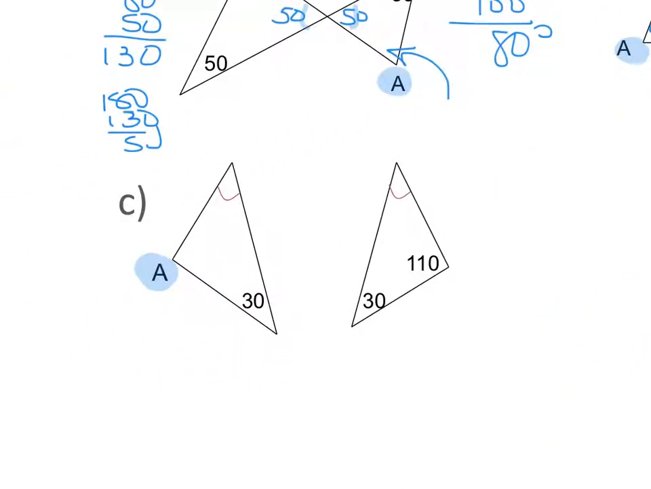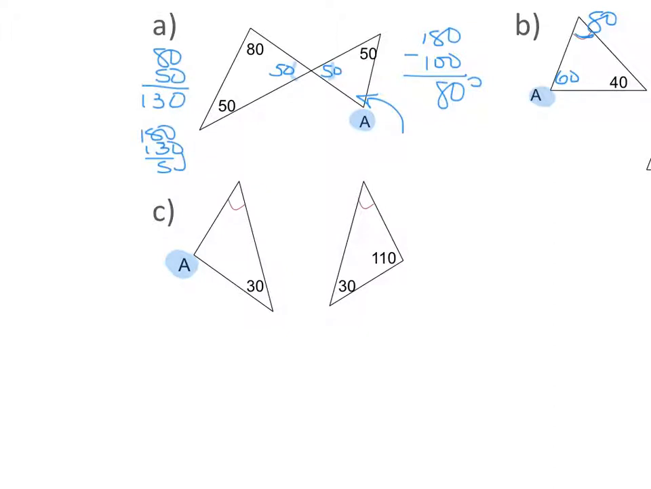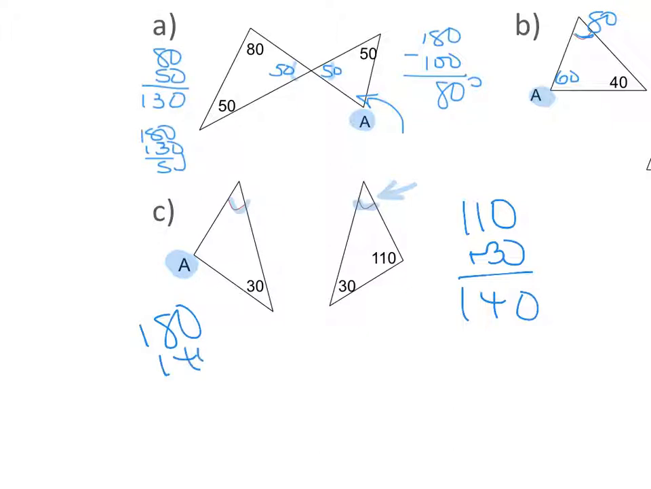For picture C, we're going to do the same thing. Notice they have congruency marks here. So I need to find the missing angle. So I'm going to add 110 plus 30 and get 140. Subtract that from 180. And I find out my missing angle here is 40.